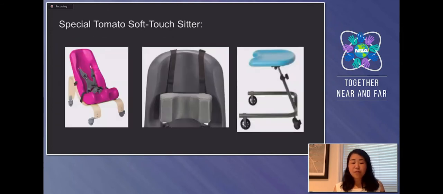And then these are more pictures of the Special Tomato Soft Touch Sitter. There's a safety harness you can see. It comes in a variety of colors. There's the optional headrest and the activity tray that can be used.